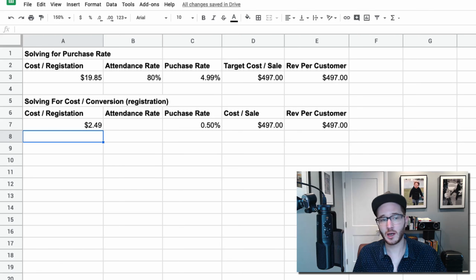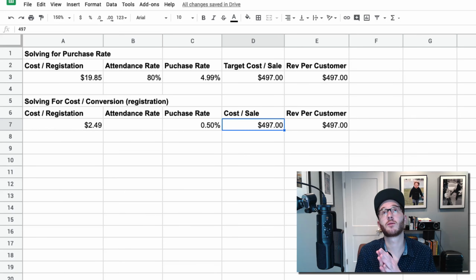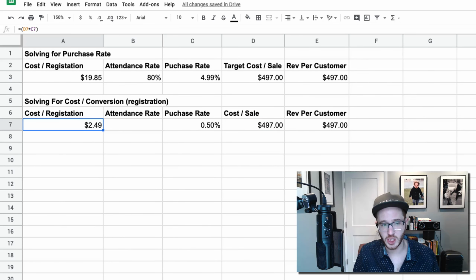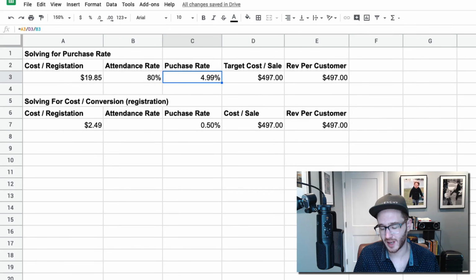$2.49. So now I know that if I have a 100% attendance rate, let's say there's no drop off between registration and watching the webinar, and my purchase rate is 0.5%, then my cost per registration is $2.49, and then my cost per sale will be $497. So look, this is a very helpful sheet, and this is something which is helpful for you internally, and this will be very, very impressive to your clients. You'll say, okay, this is where we're holding now. At $19.85 cost per registration, we would need a 4.9% purchase rate.